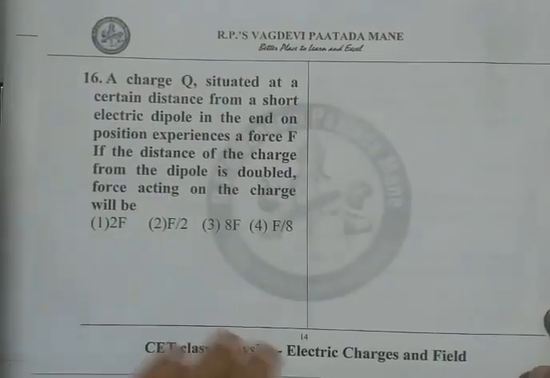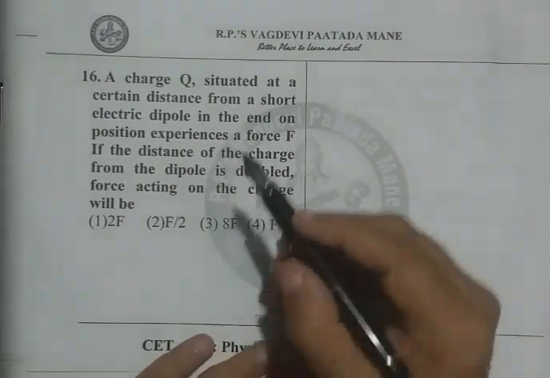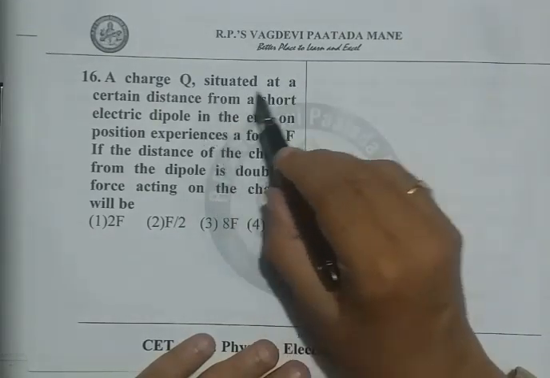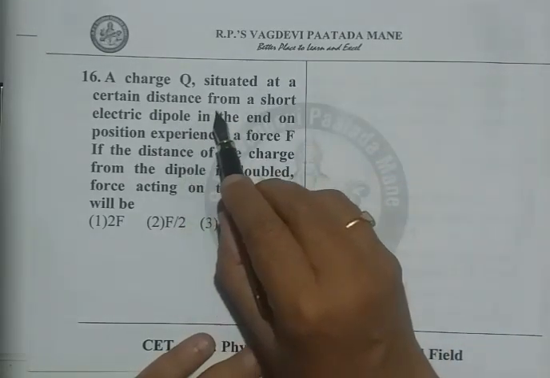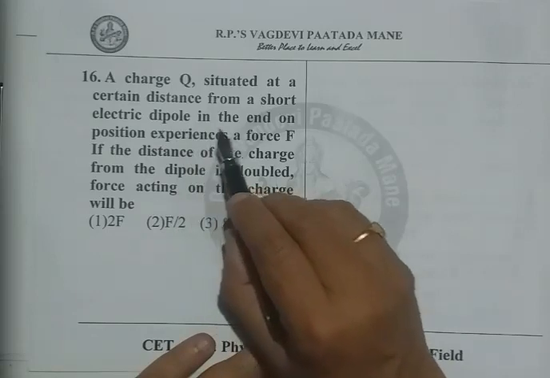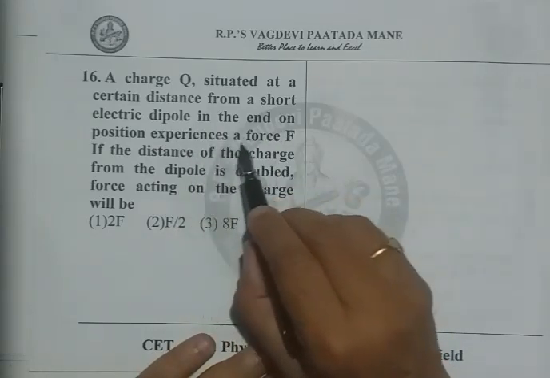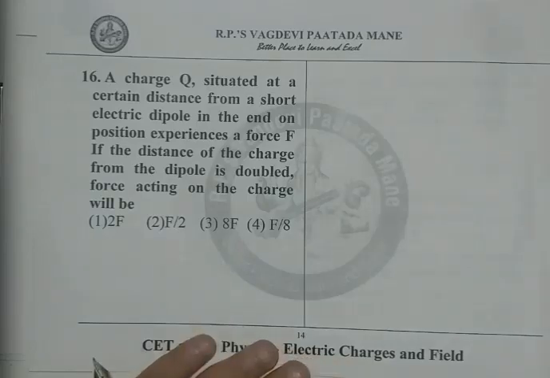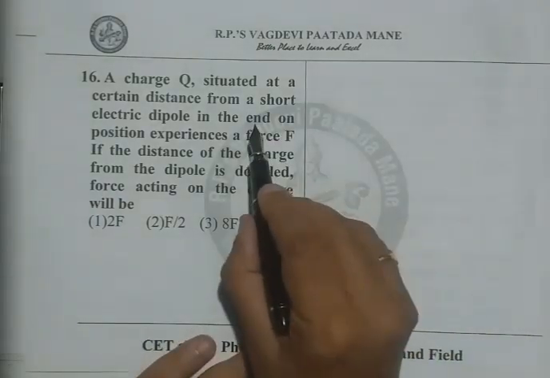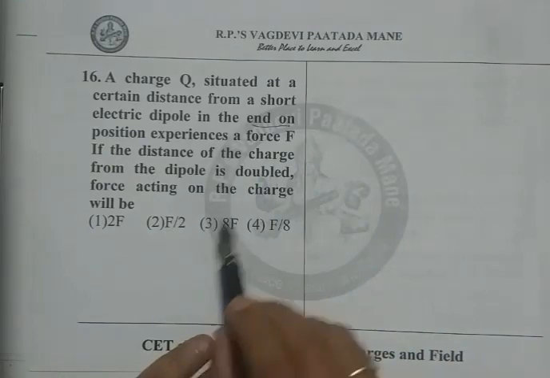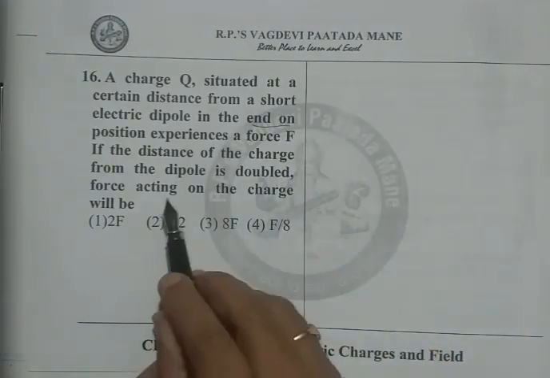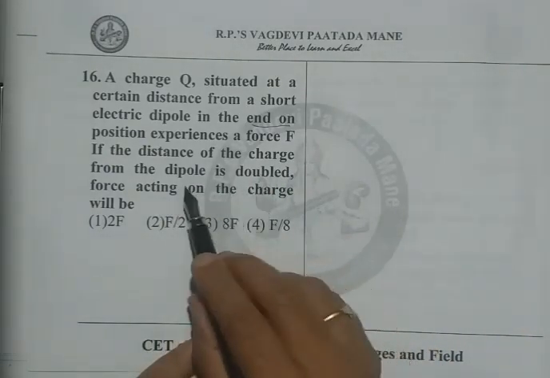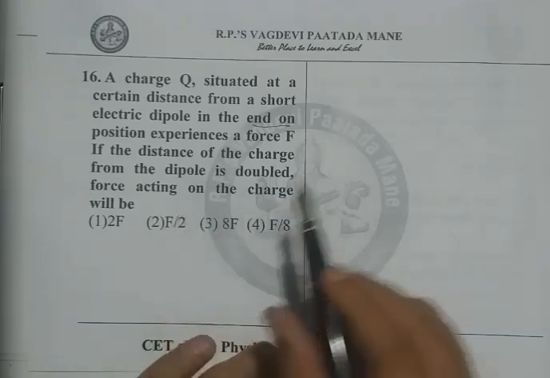Now we go for the 16th question. We read, a charge Q situated at a certain distance from a short electric dipole in the end-on portion experiences a force F. End-on means on the axial line. That is an old name usually used in magnetism to say on the axial line. Therefore, end-on means axial line. Force is F. If the distance of the charge from the dipole is doubled, find the force acting.